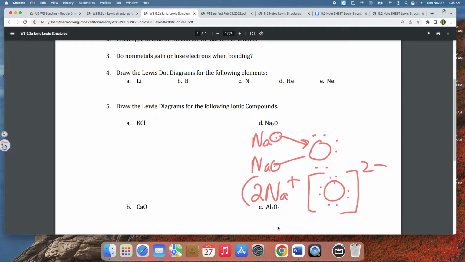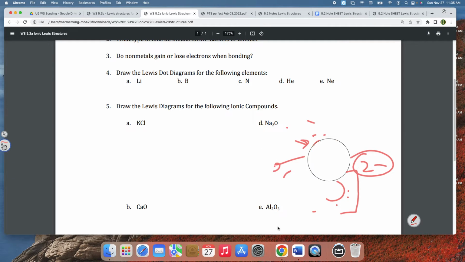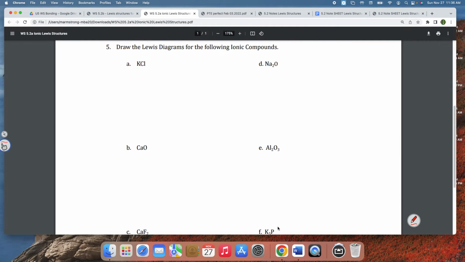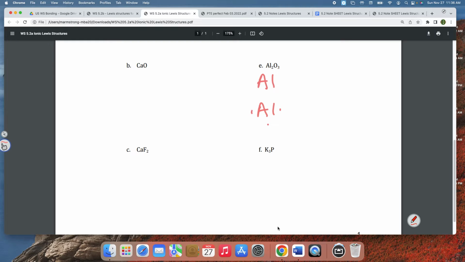And again, you check. 2 times this is a 2 plus in your head, and 1 times a 2 minus is a 2 minus. 2 plus and 2 minus cancel. It's neutral. Let's move on to Al2O3. So we have 2 Als. Each Al has 3 valence electrons. We have 3 Os. So what I know from the Al2O3 is that it always pairs up as 2 aluminums to 3 oxygens. Each oxygen has 6 valence electrons.